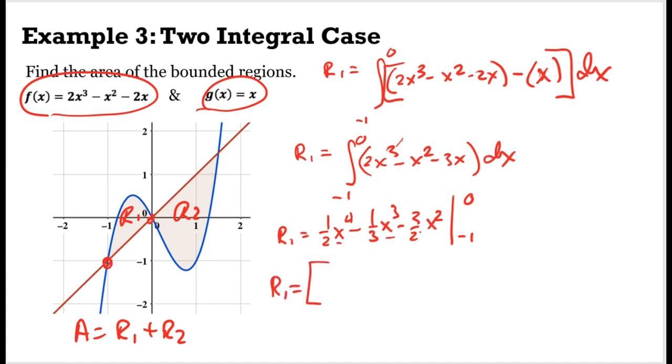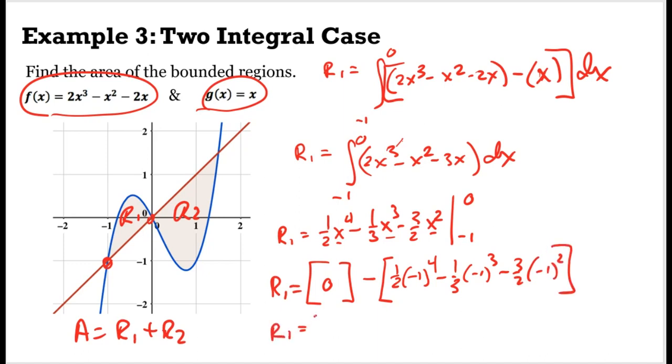Since all of these terms have x's, when I plug 0 in, we're going to get a 0 minus 0 minus 0. So that's the F of b. That one's simple. And now the F of a from the fundamental theorem is 1/2 times -1 to the 4th, minus 1/3 times -1 to the 3rd, minus 3/2 times -1 squared.